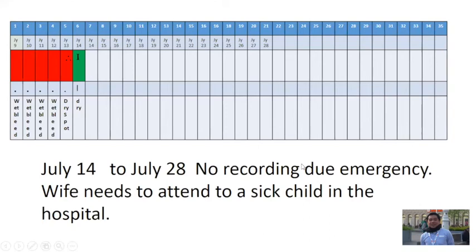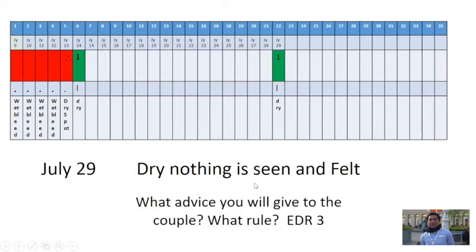But look what happens on July 14. July 14 to July 28, no recording due to emergency. The wife needs to what? To bring the sick child to the hospital, and the wife stays in the hospital. So no intercourse. Why? Because the wife is in the hospital together with the husband. No? So no recording, no charting within the following days. And then after July 28, they were back at home. The baby is back at home. The baby is healthy again.